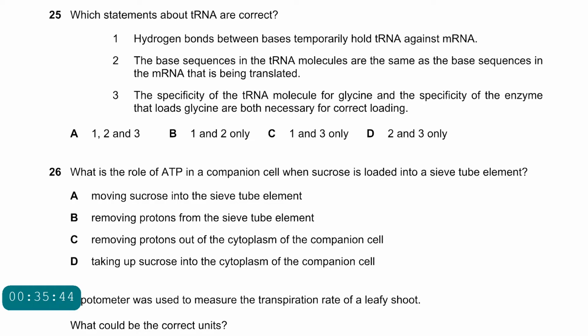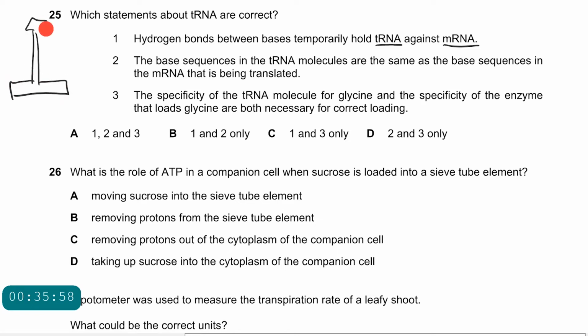Question number 25. Which statements about tRNA are correct? Hydrogen bonds between bases temporarily hold tRNA against mRNA. This is correct, because when tRNA binds with the mRNA, the anticodon of the tRNA molecule binds with the codons on the mRNA molecule. Therefore, this is correct.